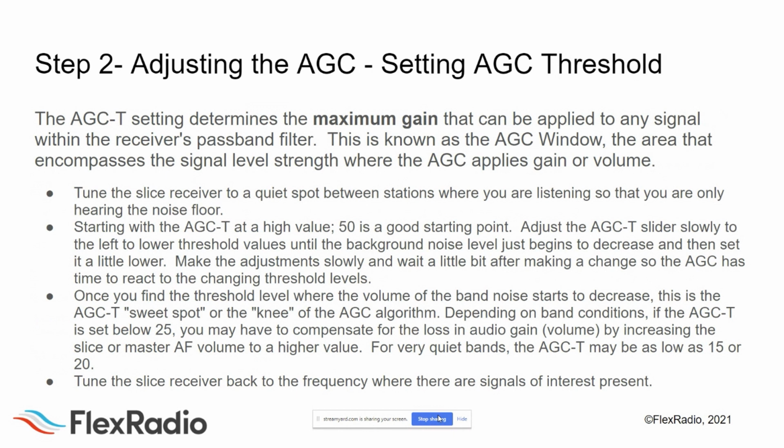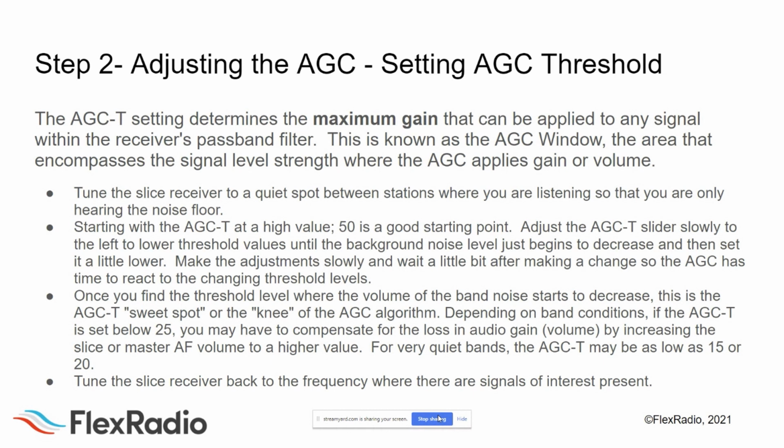So now we get to setting the threshold, and setting the AGC threshold is very, very important. This is where all the magic happens, really. It's a pretty simple procedure. Again, we're going to take the receiver and tune to an area where there's no signals, where all you're hearing is just the band noise. So tune to that quiet spot where you can only hear the noise floor. Then, starting with the AGC threshold value somewhere about the midpoint, and 50 is not a bad point to start, you want to adjust the AGC-T slider slowly to the left, or to lower values, for lower gain. Make the adjustment slowly, wait a bit, and then listen for the volume change.